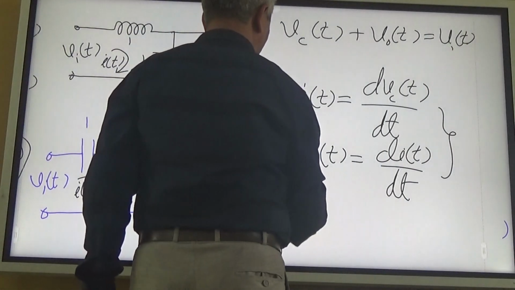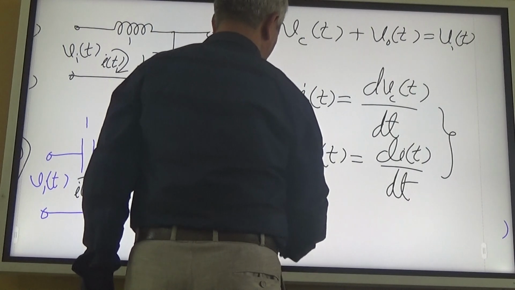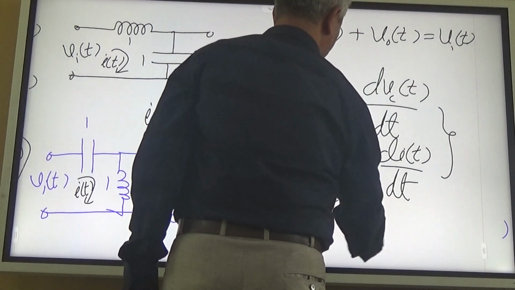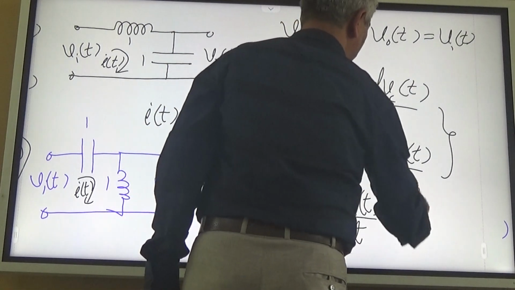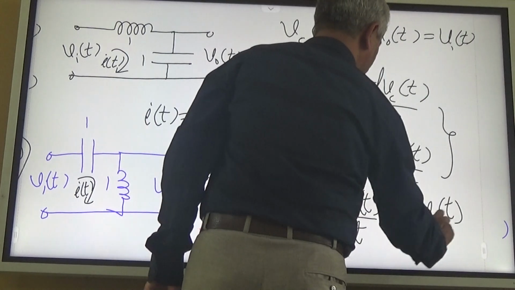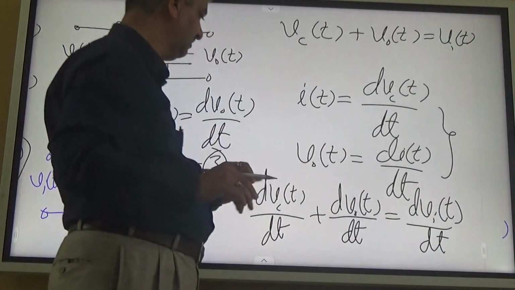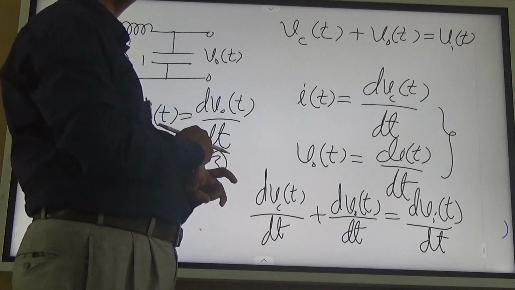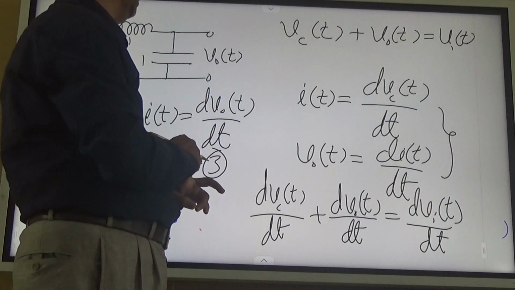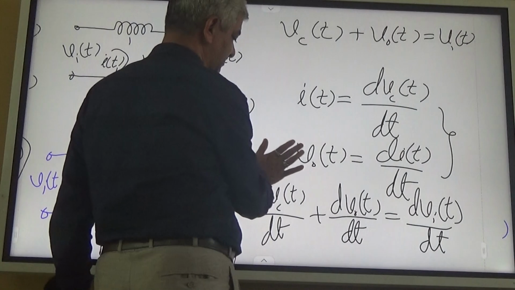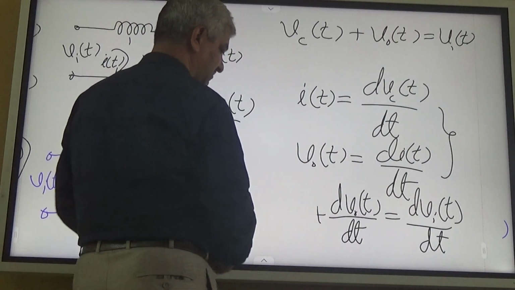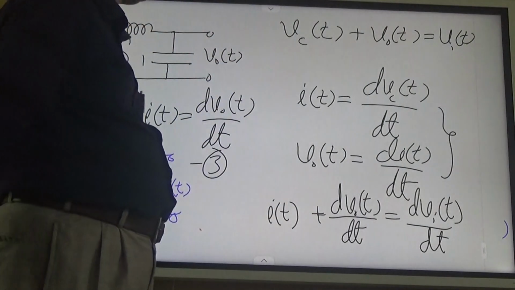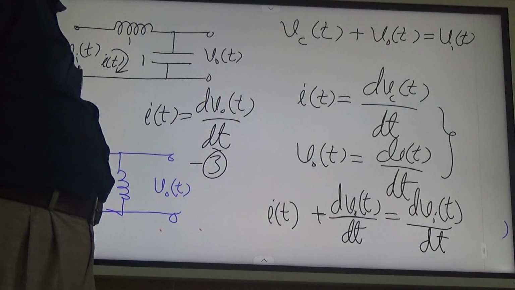So dVCT by dt plus dVOT by dt is equal to dVT by dt. Is right? Is it okay? And what is dVCT? It is dVCT is IT. So you can replace here as IT. IT plus dVOT by dt equal to dVNT by dt.